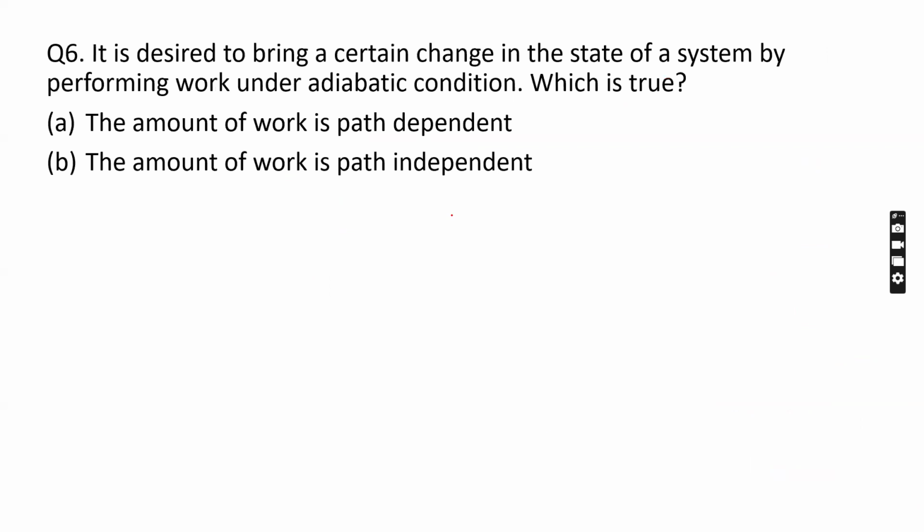It is desired to bring a certain change in the state of a system. State means the temperature and pressure there. By performing work under adiabatic condition, which is Q equal to 0, and we have the first law, delta U is equal to Q plus W, and this is given 0. So is the amount of work path dependent or path independent?